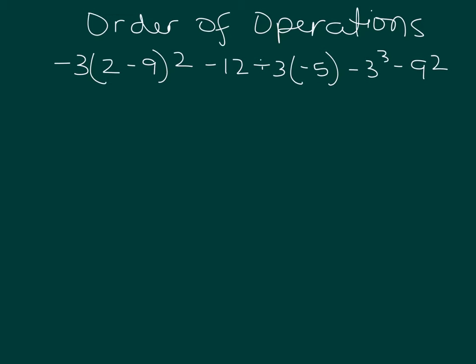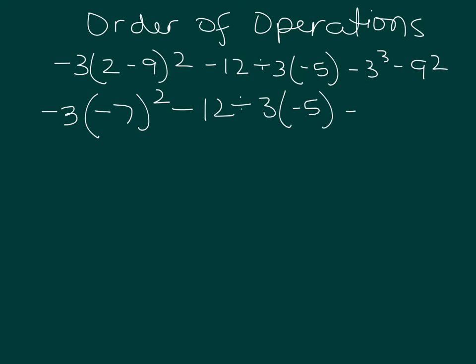Okay, so I'm going to do what's inside parentheses first, and I'm going to try to do some of the exponents in the first step. So we have negative 3 in parentheses, negative 7 minus 12 divided by 3 times negative 5 minus 3 to the third is 27 minus 9 squared is 81.